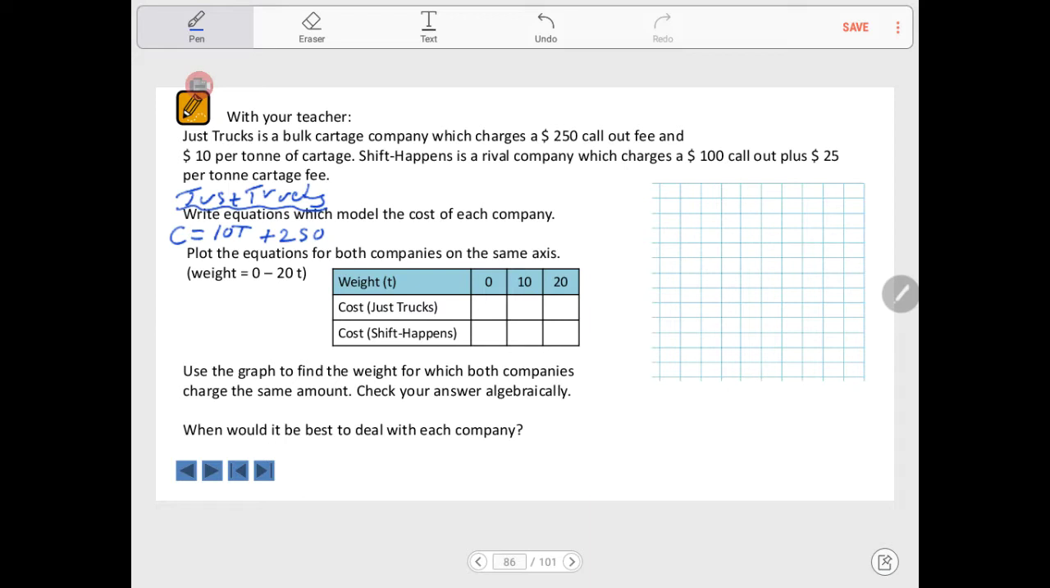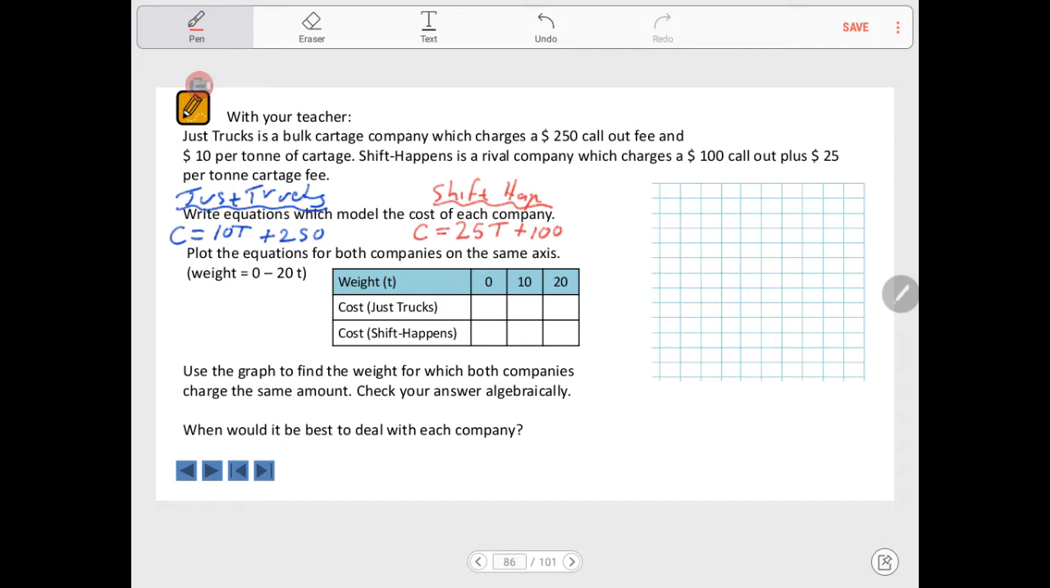Okay, Shift Happens, we're going to do over here in red. Now their charge is equal to $25 per tonne plus $100 for the call-out fee. So Just Trucks has a bigger call-out fee, an extra $150 for turning up, but they only charge $10 per tonne. So Shift Happens would probably start out a bit cheaper and be better if you didn't need to take so much tonnage.